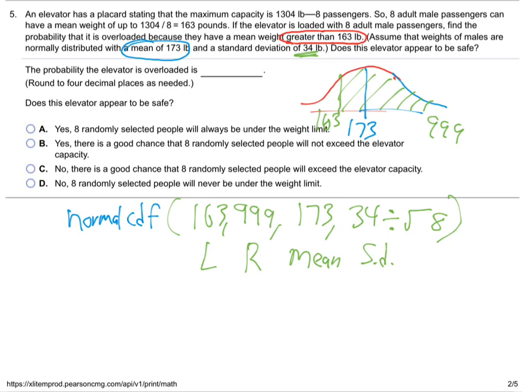And let's see what we get. I'm getting 0.7973. Yeah. Coming out.